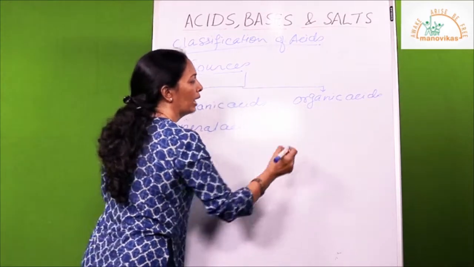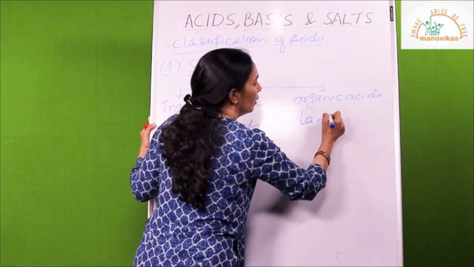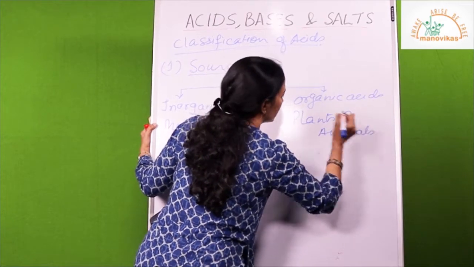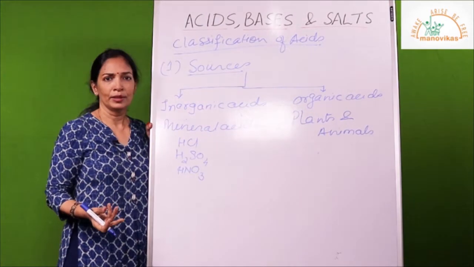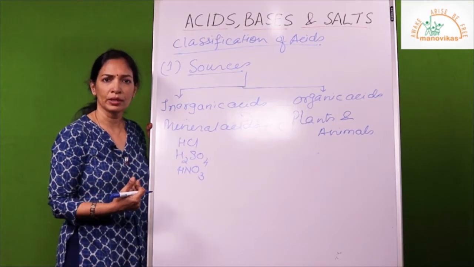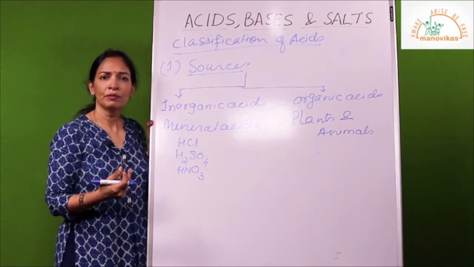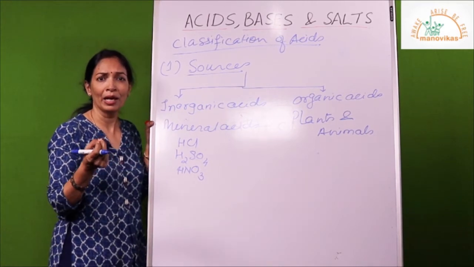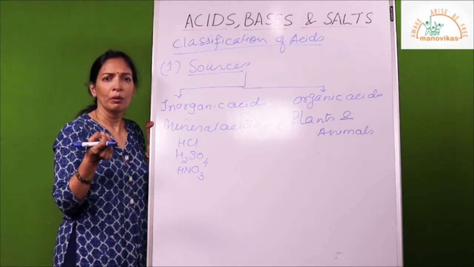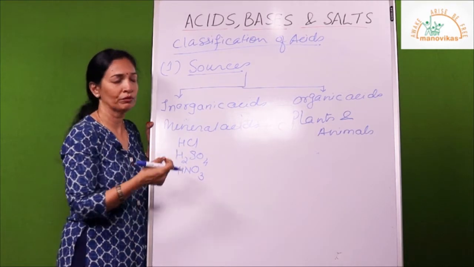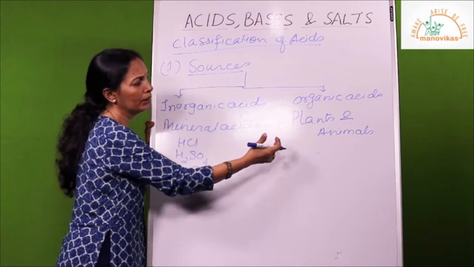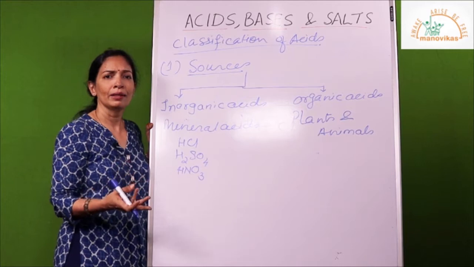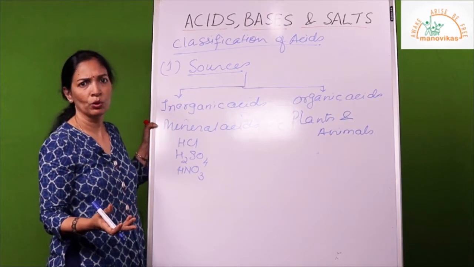Organic acids are derived from plants and animals. Like citric acid, you find this in citrus fruits, oranges and all. Acetic acid, which is used as vinegar in food. Formic acid, when any ant bites, you get some burning sensation, that is because of this formic acid. So they are basically formed from plants and animals. There are a number of organic acids: tartaric acid, malic acid, oleic acid, lactic acid and so on.